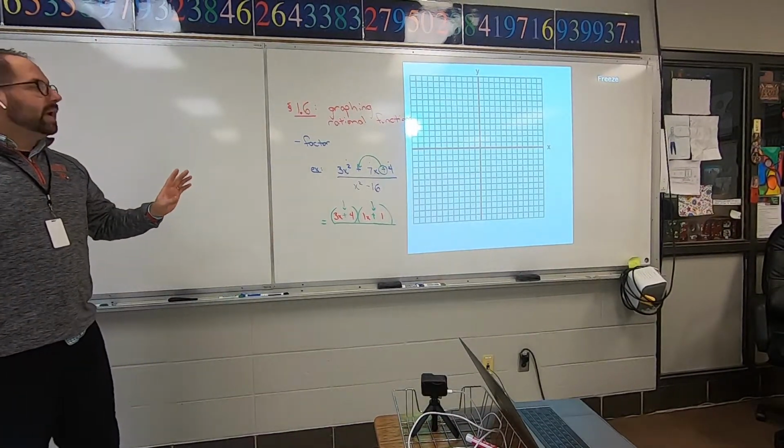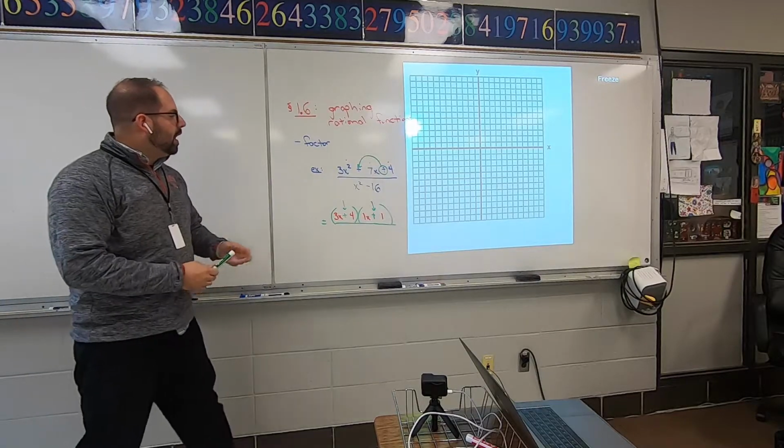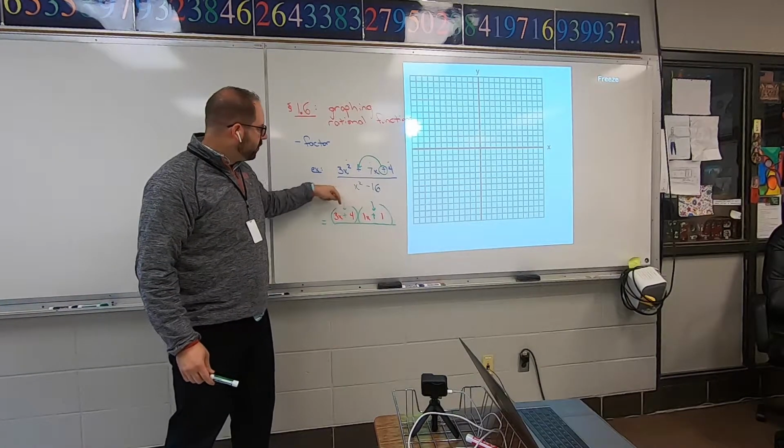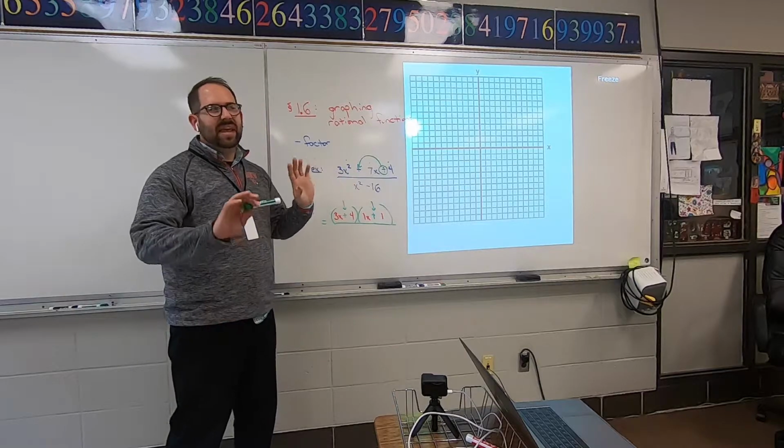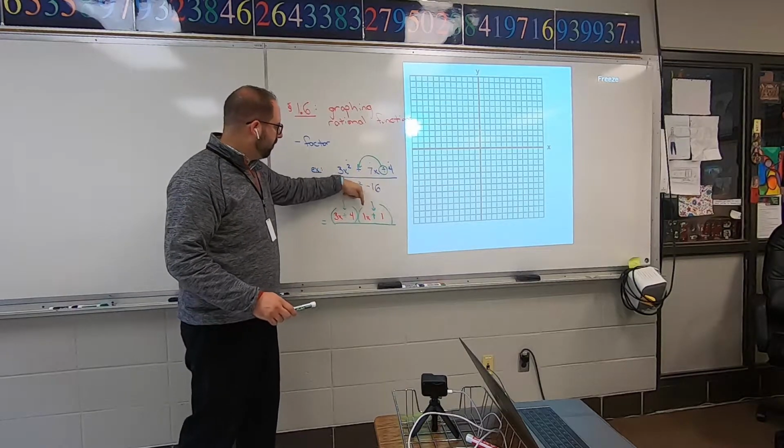Okay, so we factor the top. Now, just to check if this is correct, you could FOIL: first, outer, inner, last, and see if it gives you 7. It will give you 7. It'll be 3x squared, 3, 4, and a 4.